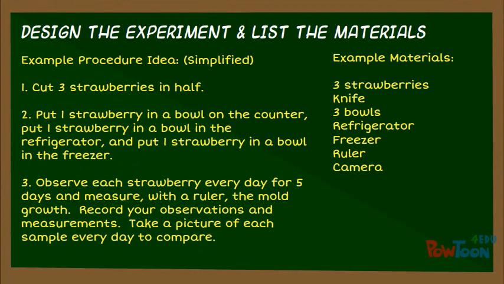So materials we'll need will be 3 strawberries, a knife, 3 bowls, a refrigerator, a freezer, a ruler, and a camera.